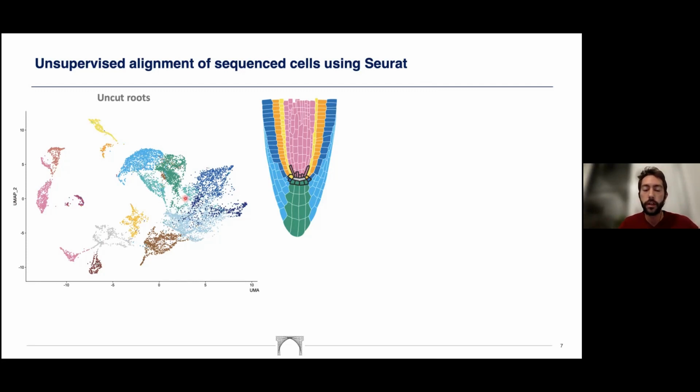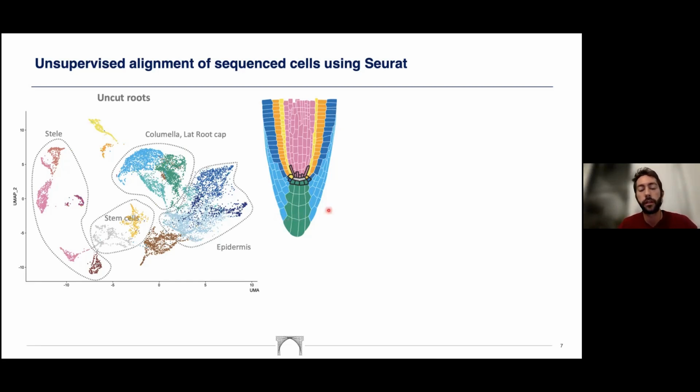So using different reporter genes, here in our data set, we were able to identify all the different components of the uncut root, here labeled with the same colors as the schema. So we were able to find columella, stele, epidermis, stem cells, and so on.